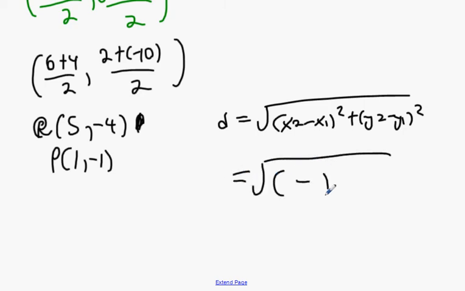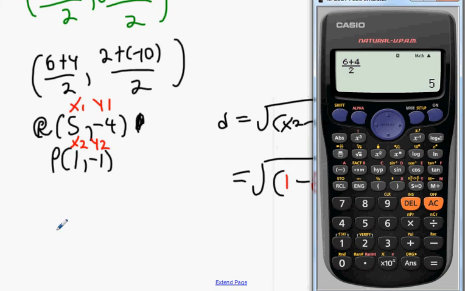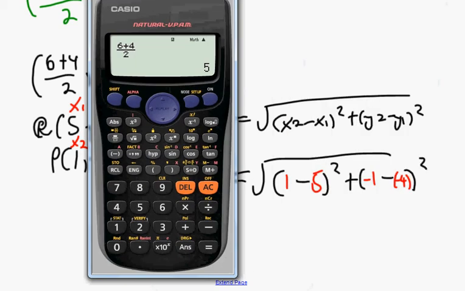Therefore, you just got to sub in your values and figure out what's going on. Now, what do you want to call Q? x1 and y1, and then P, x2, y2. So what goes in here? 1. And for x1, 5. For y2, and for y1, minus 4. You're going to get that, and you're going to put it all in the calculator.